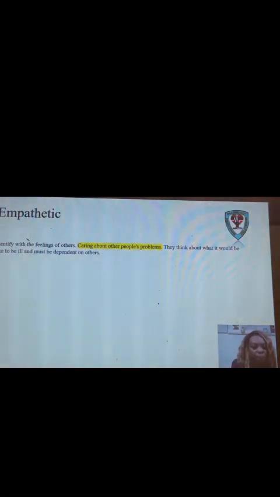When you're being empathetic, this is identifying the feelings of others, is caring about other people's problems. In other words, you think about what it would be like to be ill or to be dependent like some of these residents.